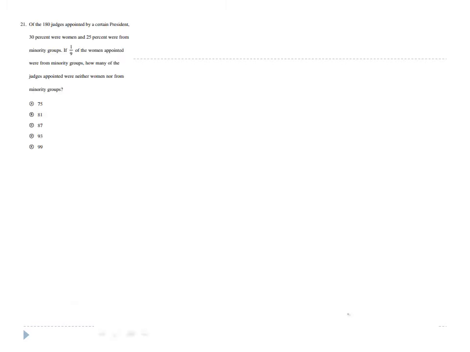Okay, this is a long, complex problem. So let's start and make sure to organize everything here, because organization is key on these long problems. So 180 judges, 30% were women. 30% W, 25% were from minority groups.